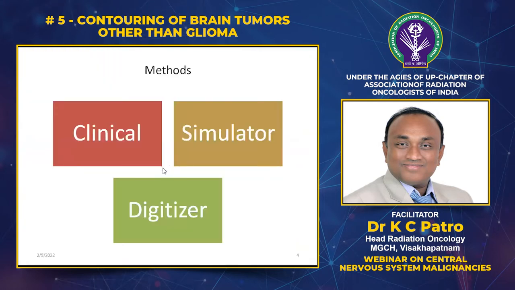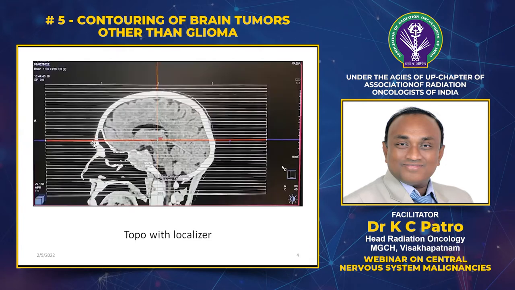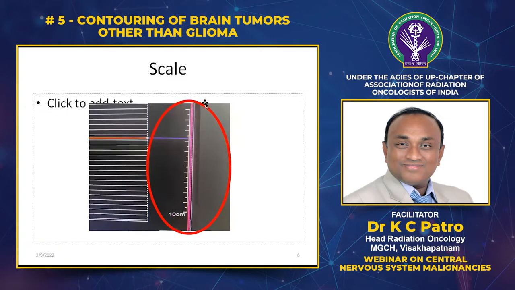Because this is 2D planning, we need at least a clinical method. If you have a simulator, you can use the simulator, and if you have a digitizer, you can use the digitizer. But we need at least the imaging topo with the localizer. These are called localizer lines, and each line corresponds to the level of a slice. This is the topo, and this is the scale. You have to extrapolate your scale onto paper and do the measurement. I will tell you one by one how to do it.